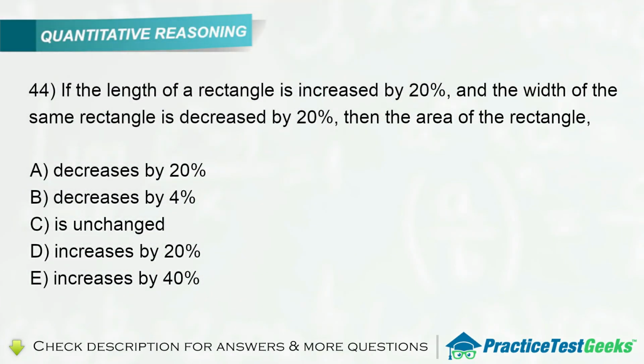Question 44. If the length of a rectangle is increased by 20%, and the width of the same rectangle is decreased by 20%, then the area of the rectangle? A. Decreases by 20%. B. Decreases by 4%. C. Is unchanged. D. Increases by 20%. E. Increases by 40%.